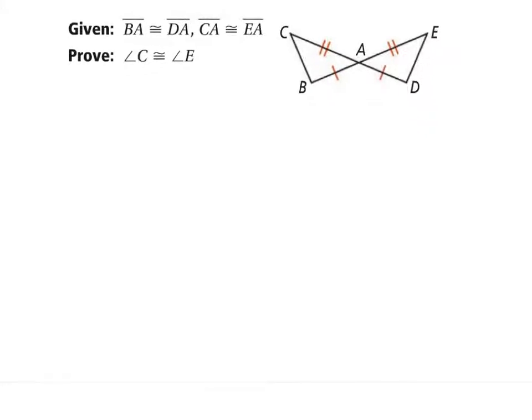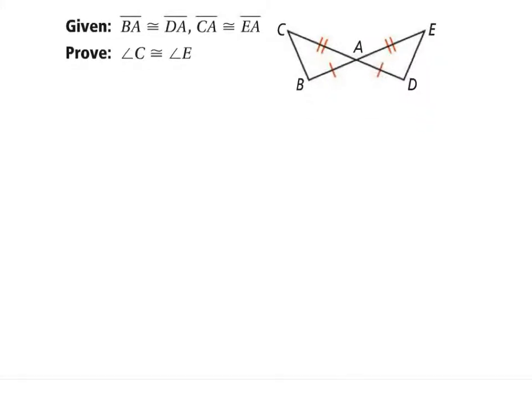Let's take a look at the next proof. In the next proof, they want us to prove that angle C is congruent to angle E. Well, in order to do that, we have to first prove that we have congruent triangles. So, looking at what's given to us, line segment BA is congruent to line segment DA, line segment CA is congruent to line segment EA. Hey, those are all sides of two different triangles, the two triangles that are shown. So we can go ahead and set those up as part of our three needed pieces of information.